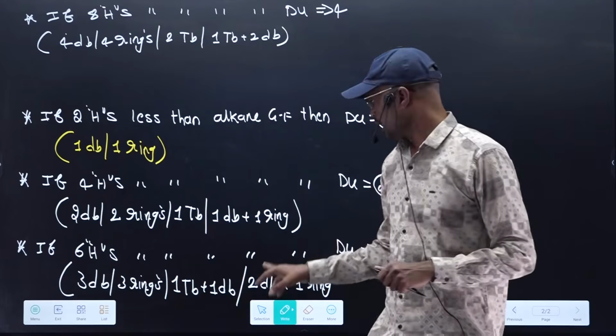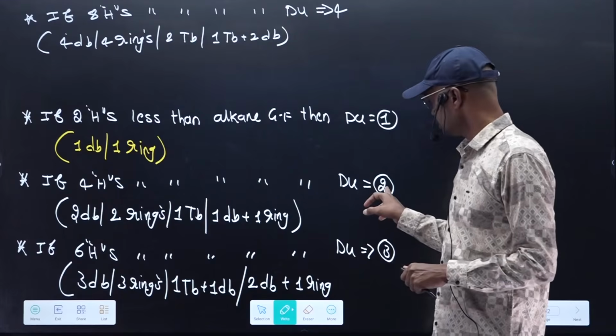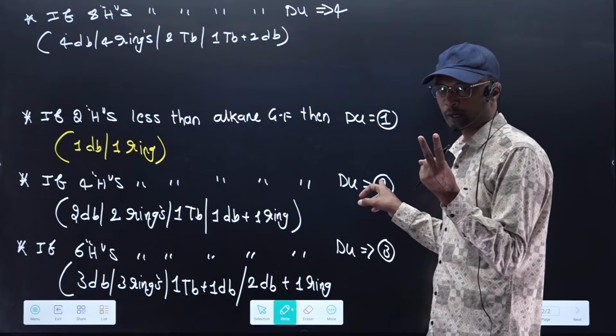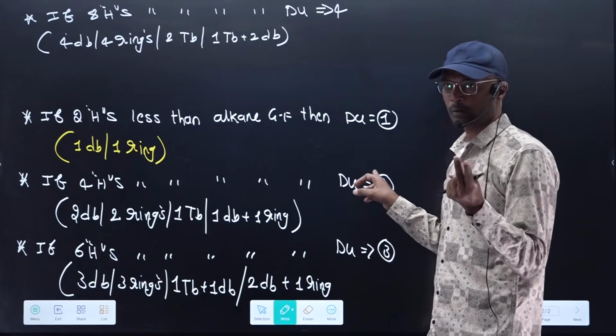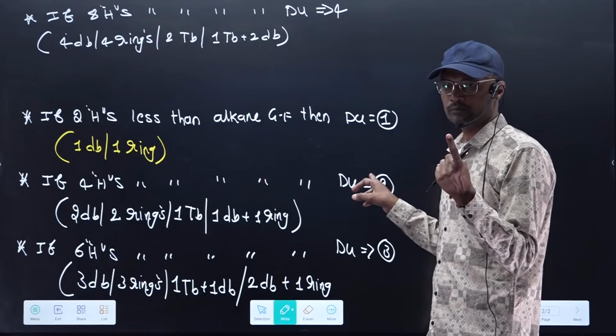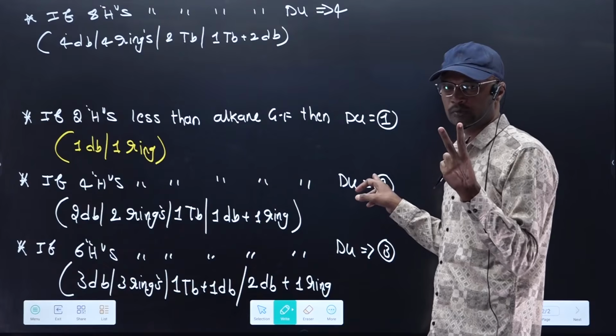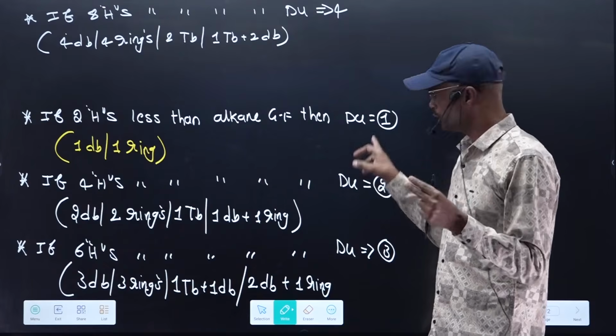So that's why, if I want to create a degree of unsaturation of 2, it means I want 2 pi bonds. 2 pi bonds means I can take 2 separate pi bonds, or 1 triple bond. Otherwise, 2 rings, or 1 ring and 1 double bond. Clear? You need to identify this logic.